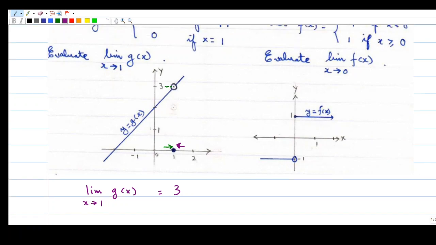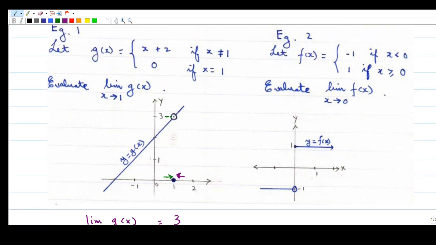Now let's look at the second example. Example 2. Let f of x equal to negative 1 if x is less than 0. So you can see that on the diagram below. And let f of x equal to 1 if x is 0 or greater than 0. The 0 is there. So you can see the graphical representation.